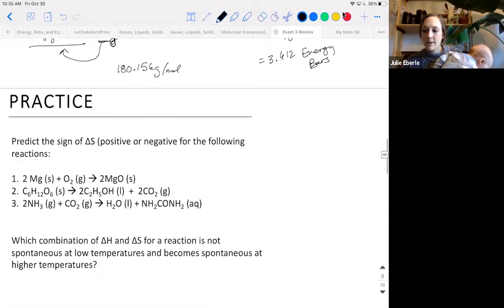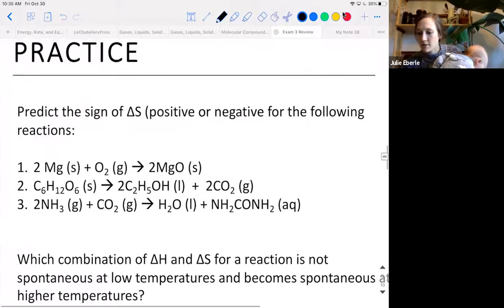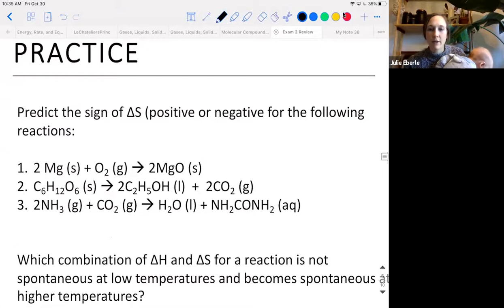All right, let's do this next one. Predict the sign of delta S. So just say whether it's positive or negative for each of these. I want y'all to take a second, look at these 3 relationships, and then we'll talk about, is delta S positive or negative as you go from reactants to products? Is it positive or negative?